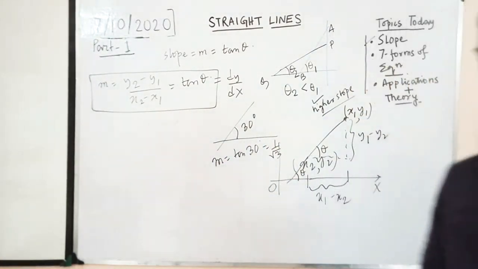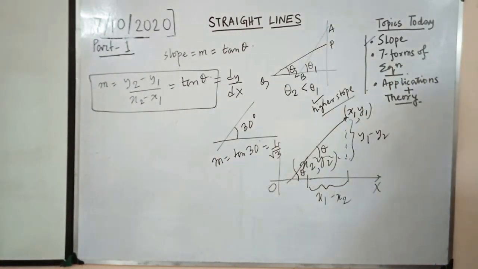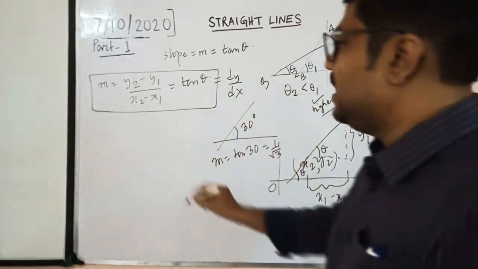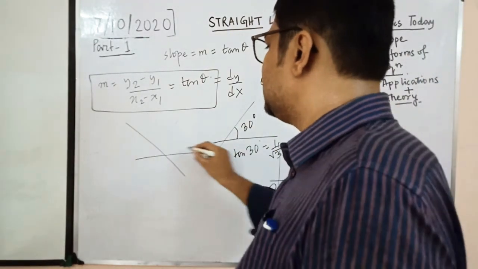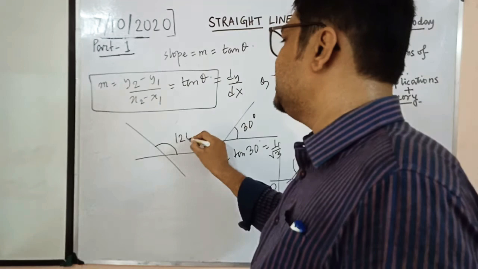Slope is a function of theta. Okay, so this is what we mean about slope. Slope is a very important property of a straight line. If you keep a line like this, it will make, say, 120 degrees.